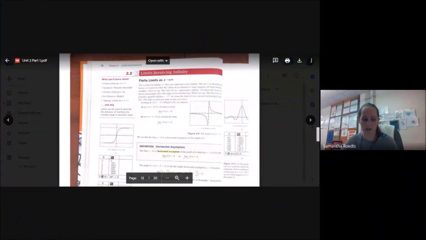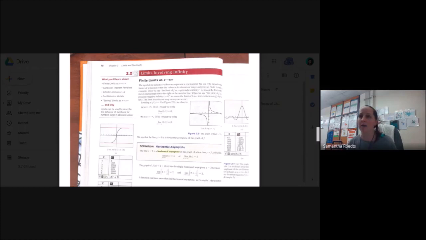All right, this is Unit 2, Lesson 2, Limits Involving Infinity. So if we are dealing with limits involving infinity, so finite limits as x approaches positive or negative infinity. The symbol infinity doesn't actually represent a real number. It just describes what a function does as it goes further to the right for positive infinity or further to the left for negative infinity.